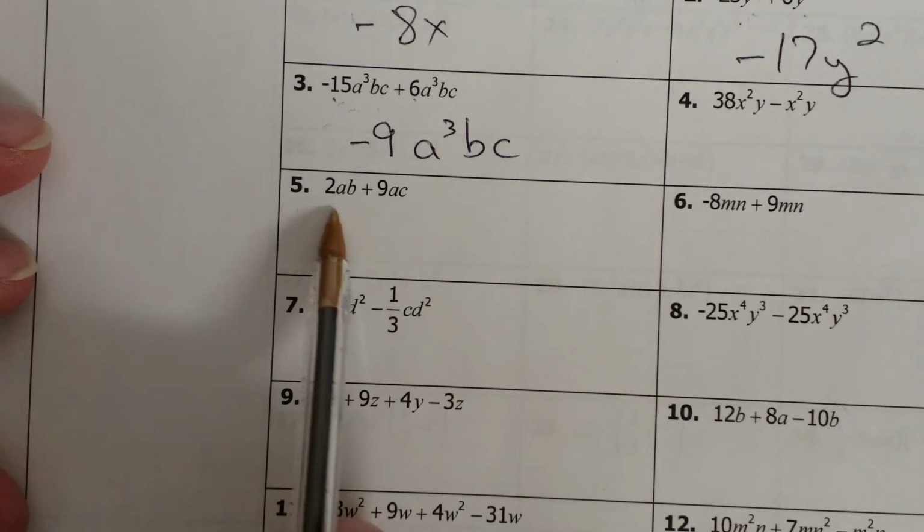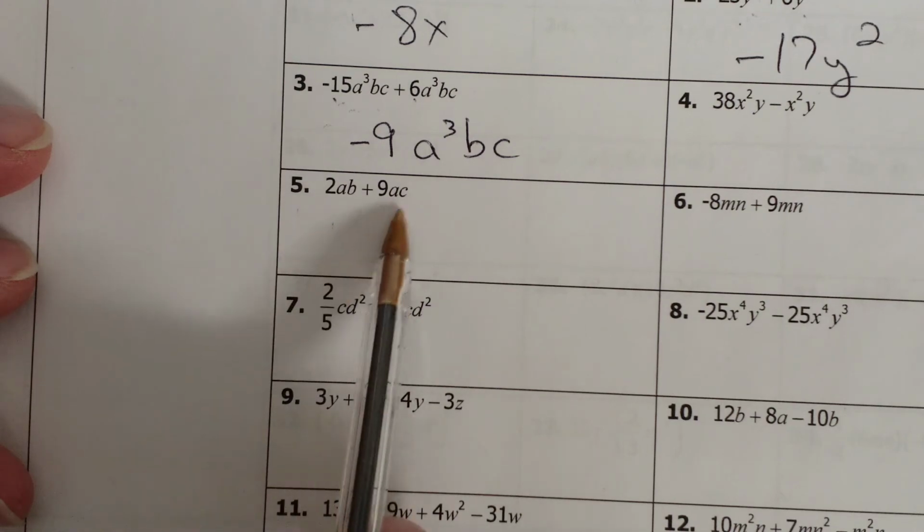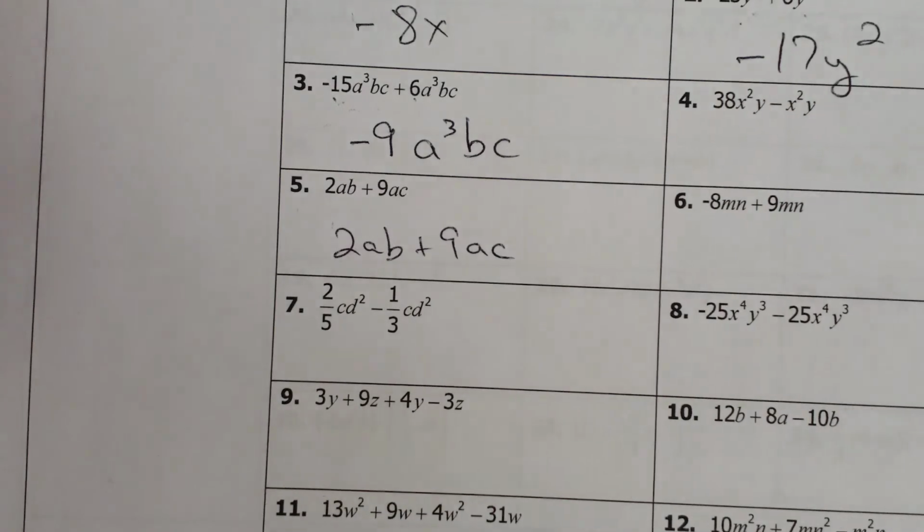Look at 5. 2ab plus 9ac. These are different. One's ab, one's ac. You cannot add those together. That's the best you can do.